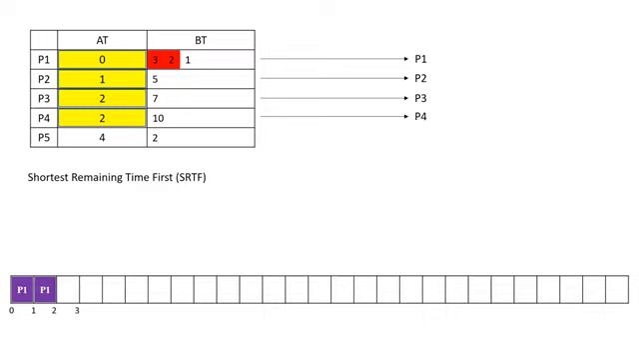We now compare and can see that P1 has the shortest remaining time. It is scheduled for one time unit, and at this point, it is out of the system.